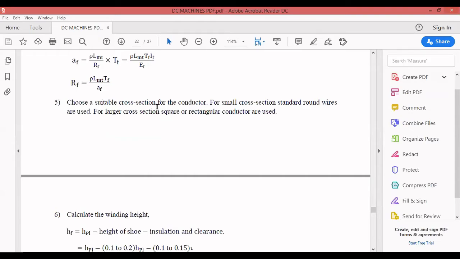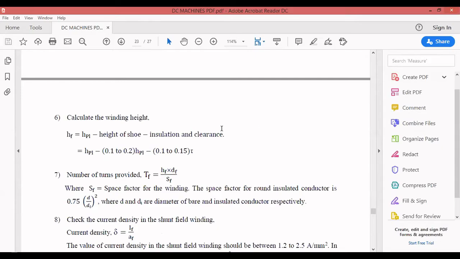Next, go for the next step. Choose a suitable cross section for the conductor. For small cross-section conductors, standard round wires are used. For large sections, square or rectangular conductors are used. Once again, it depends upon the rating of the machine. If you go for a small machine, you can go with round wires. If you go for a higher rating machine, you can go with a rectangular or a square conductor.